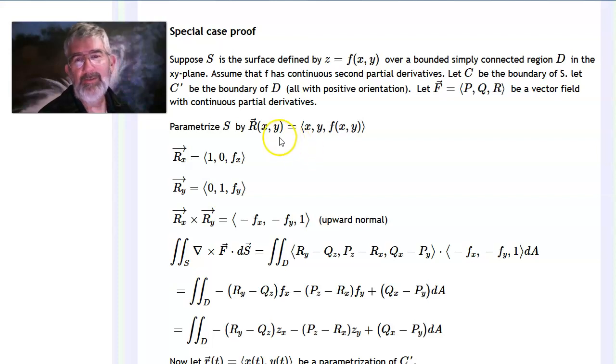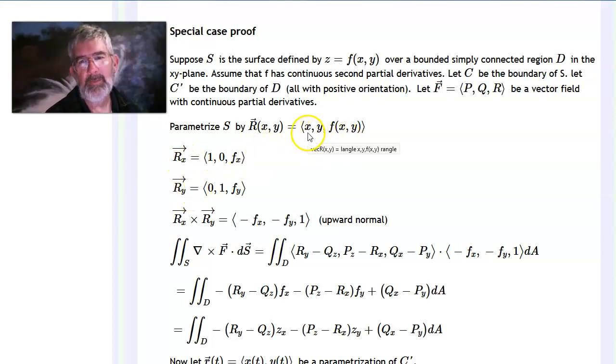Now, here's my parameterization for the surface. I'm using capital R here just because I'm going to use little r when I talk about parameterizing the boundaries. So anyway, the surface is parameterized by capital R of x, y, f of x, y. So instead of u and v, I'm actually using x and y as my parameters here. This is pretty much the standard way to parameterize a surface that's already known as z as a function of x and y. So rather than the partial of r with respect to u and v, I'm going to take the partial of r with respect to x and y.